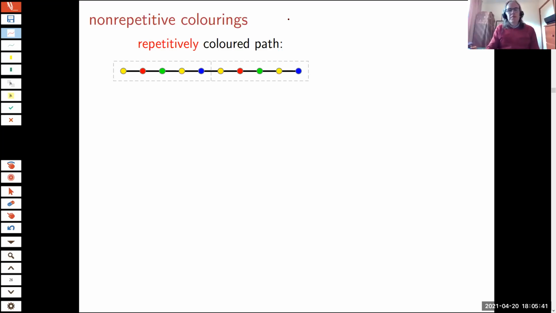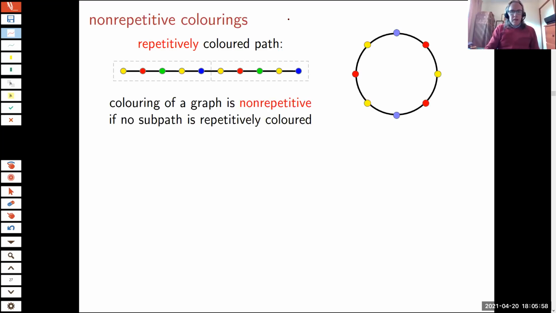So first of all, what is a repetitively colored path? Well, we say a path is repetitively colored if the sequence of colors on the first half of the path exactly equals the sequence of colors on the second half of the path. This is an important topic in combinatorics of words. So then we say a coloring of a graph is non-repetitive if no subpath is repetitively colored. So we want to avoid repetitively colored paths.